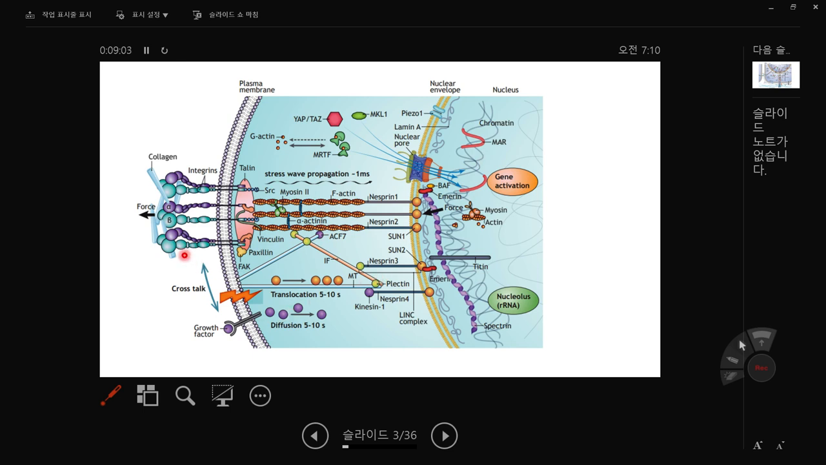But when you think about mechanobiology, mechanical transduction, all these kinds of proteins are highly cross-linked, which means there's no gap. They are one chain. And when you shift this integrin, this nuclear envelope can also shift, and then they can open or close this gene activation site.